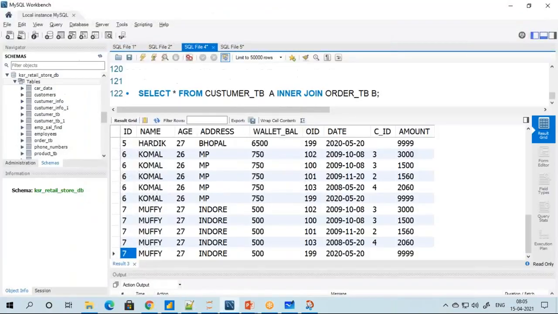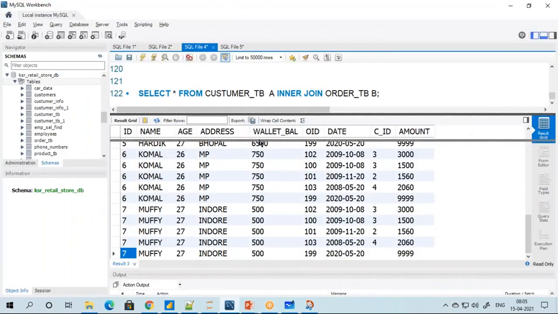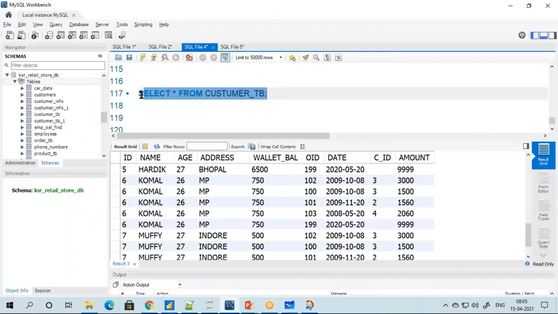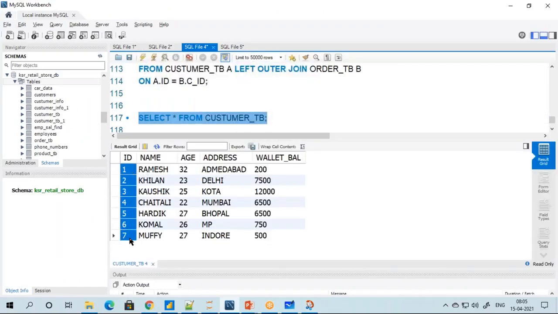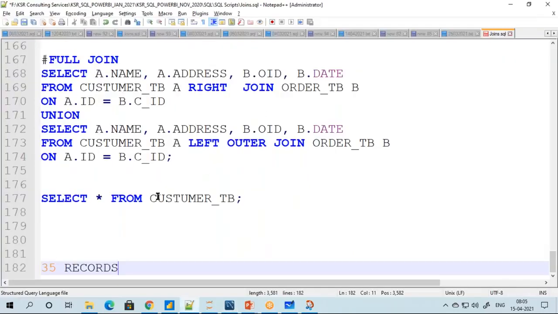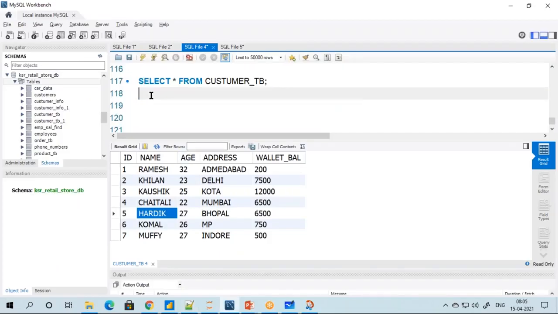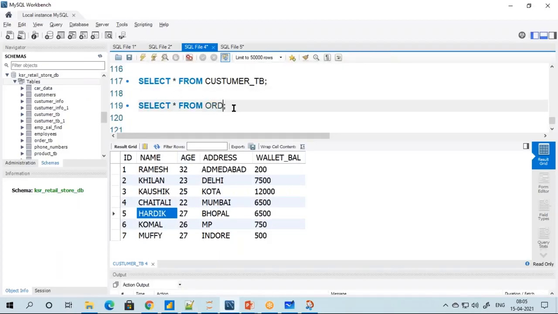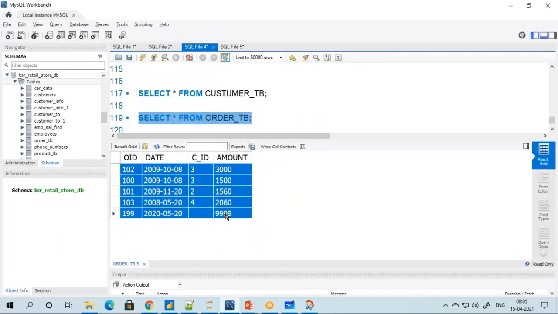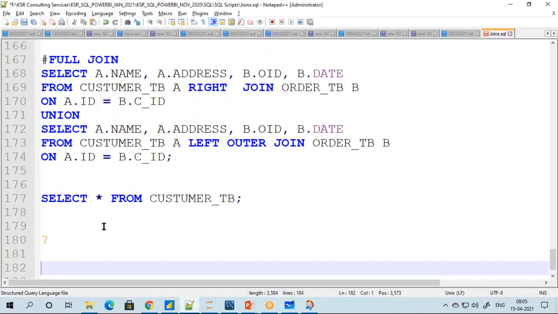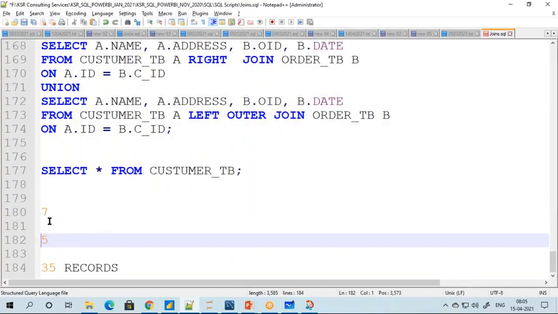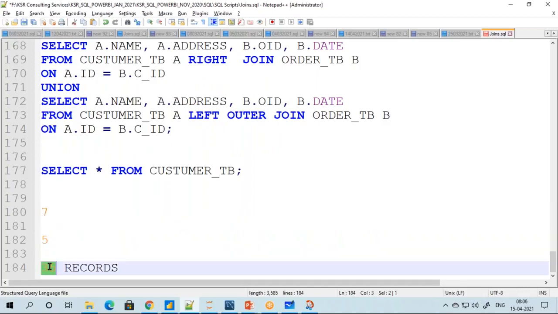How am I getting 35 records? It's going to be 7 into 5. If I click this, I'm getting 7 records: Ramesh, Kilan, Kaushik, Chaitali, Hardik. So the customer table has 7 records. If I go to the order table, it has 5 records. The multiplication of this and this is what comes as the total records.